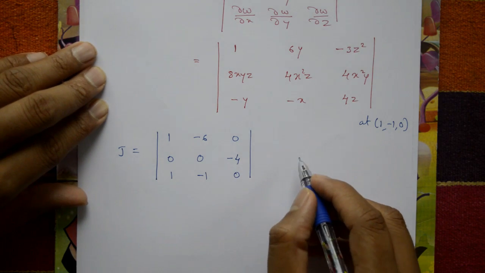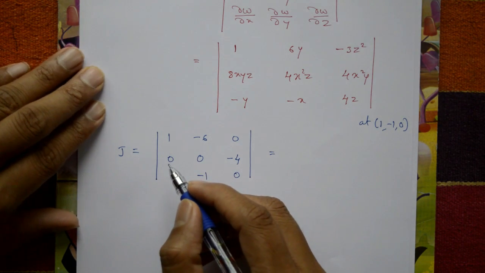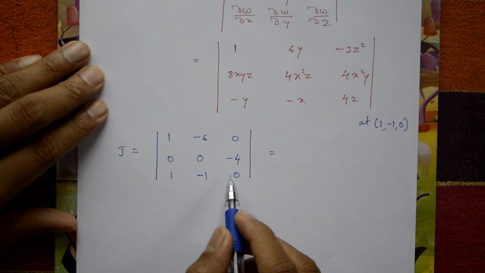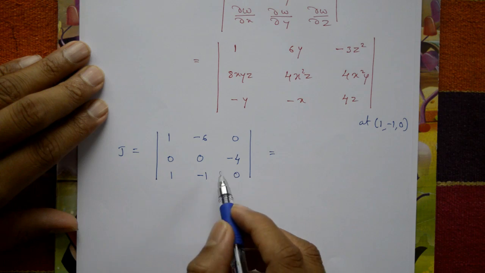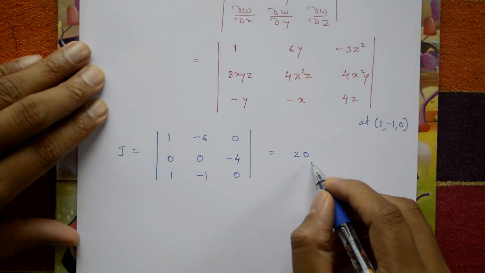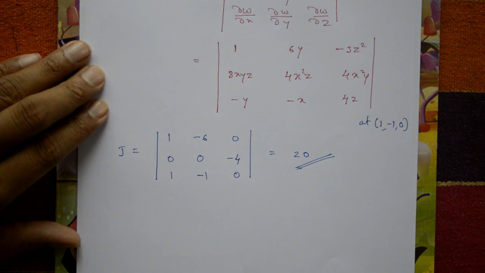Okay, expand this determinant. Now expand, first one is 4, then it is 0. Total answer, final answer, is J is equal to 20. Now this is the required answer.